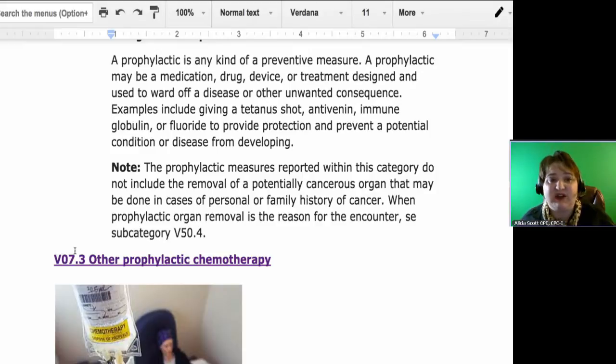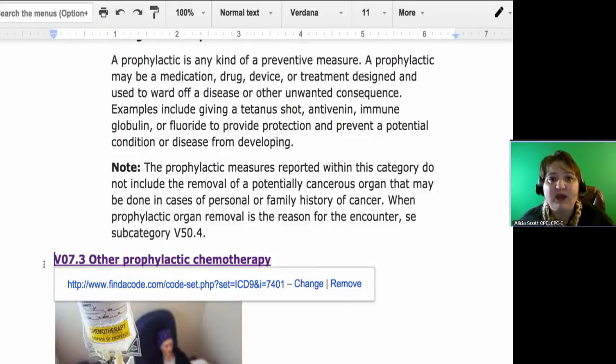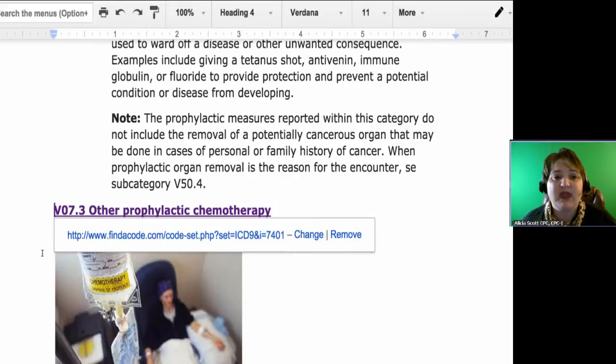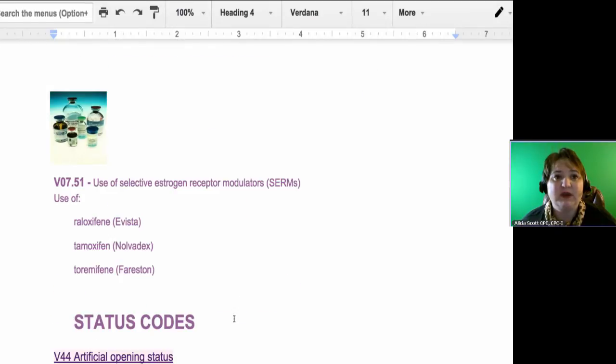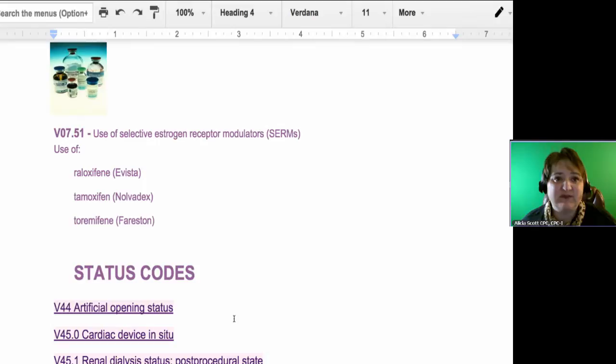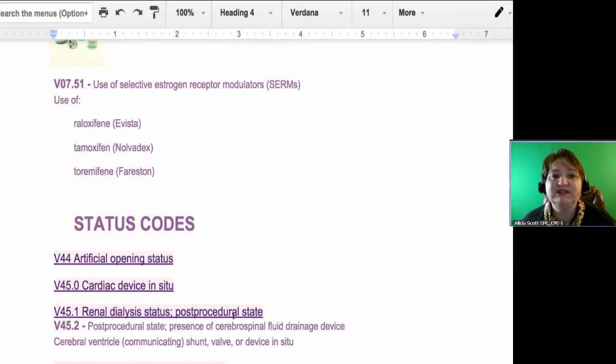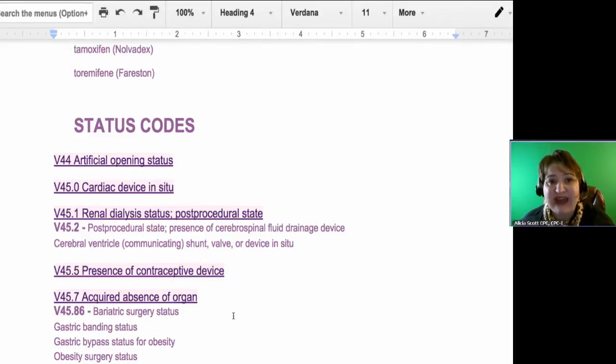This is different. In this category, V07, we're looking at things like, and one of the choices is chemotherapy, which would be V07.3, but you're still going to have to add on to that. And here is also V07.51, use of selective estrogen receptor modulators, and these are the different estrogen therapies that they give to women that have breast cancer, which is treatment. And then you get into what we were talking about in the question with status codes.